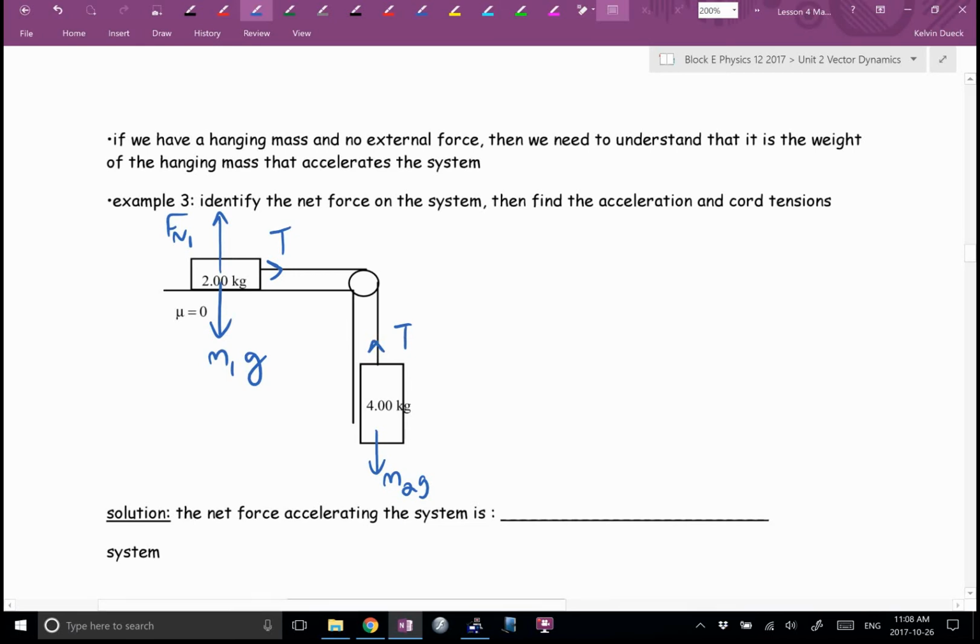What's the net force that's causing this to accelerate? M2G. Now you need to imagine that we're sitting on ice. If you're sitting on ice, the 4 kilogram mass is going to pull the 2 kilogram mass over the cliff. And even if it was the other way around, sitting on ice, if that was a 4 kilogram mass, the 2 kilogram mass will pull the 4 kilogram mass over the cliff, because this 4 kilogram mass has no way to pull back if it's sitting on ice.